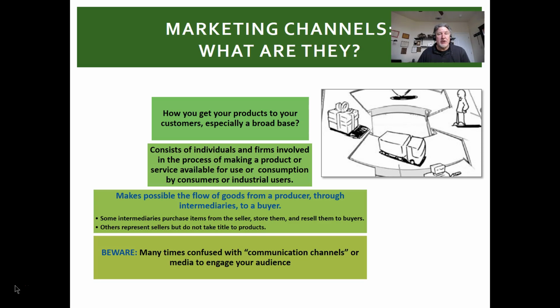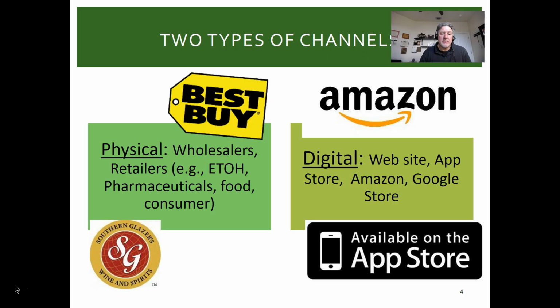And then there are digital channels, which we'll get into a little further, in that they can be intermediaries as well. And as I mentioned beforehand, the communication channels or media channels can be confusing. So remember the truck delivering the product to the customer. Okay, so two types of channels. You can have physical channels for physical products: wholesalers and retailers, particularly if we look at alcohol, pharmaceuticals, or food that go direct to the consumer.